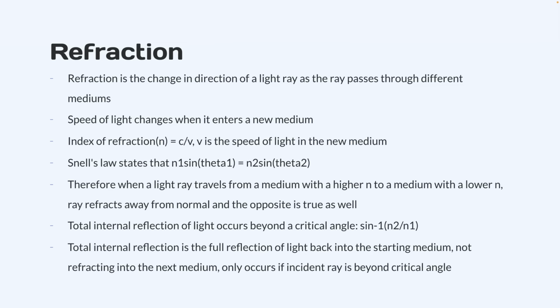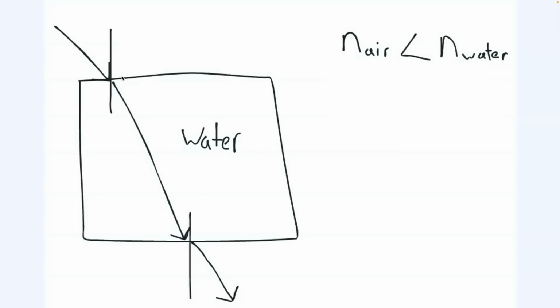Total internal reflection of light occurs beyond a critical angle. So when the angle is greater than the inverse sine of n2 over n1, total internal reflection occurs. That will be a full reflection of light back into the starting medium, and nothing will refract into the next medium. And it'll only occur if the incident ray is beyond the critical angle. So here's just an example of reflection and refraction. The index of refraction of water is greater than that of air. The light ray enters the water, it refracts towards the normal, and then exits the water and refracts at the same angle as before.